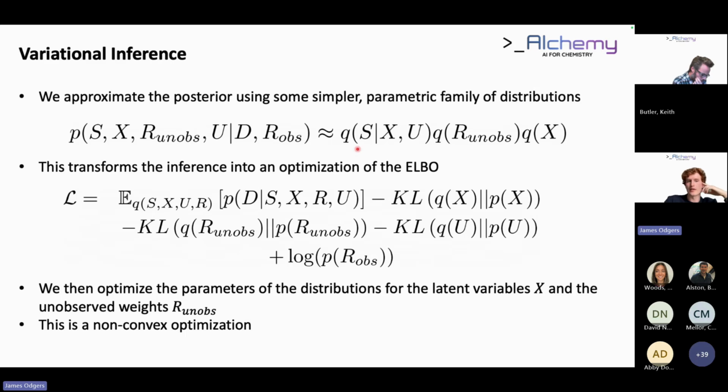So what we're going to do is we take this ELBO and we optimize it with respect to parameters of the distribution of the latent variables and also the weights. If people have questions, then read the paper or ask for further details afterwards. The one final thing to note is that this is a non-convex optimization, so you do often need to do things like random restarts, and there are some other tricks which we present in the paper for how to get this optimization to actually work nicely.